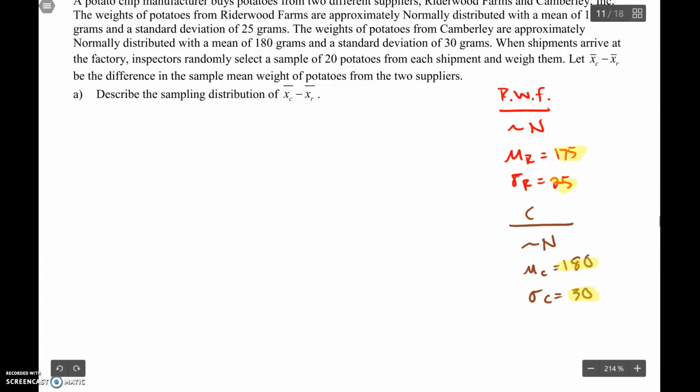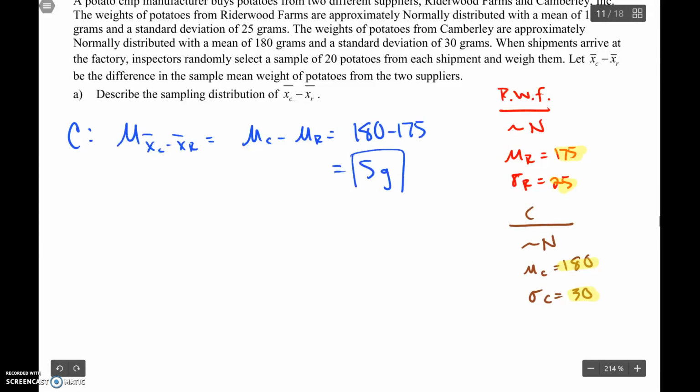Describe the sampling distribution of the difference in sample means. Center. The center, the mean of X bar C minus X bar R, is simply going to be the mean of C minus the mean of R, which would be 180 minus 175, which is 5 grams. That's the center. We should put center here. I don't think that would cost you points, but whatever.